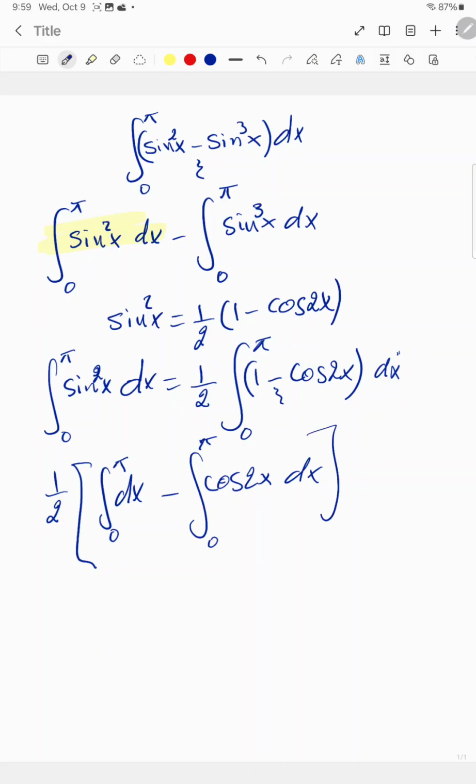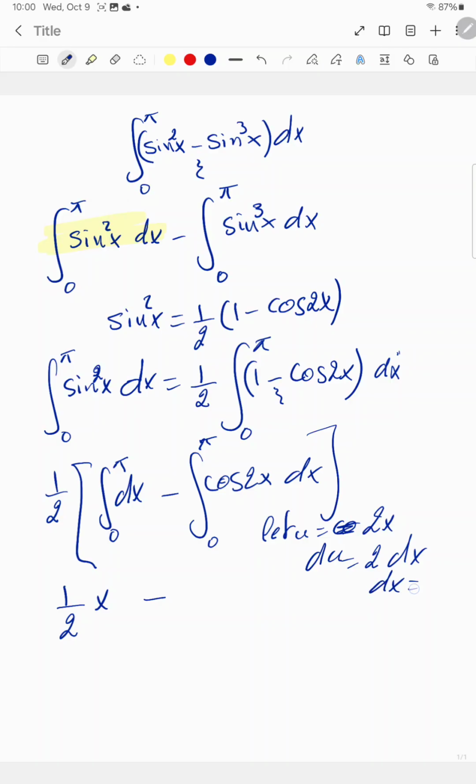And the integral of dx is x, so it becomes 1/2 x minus, and for the second integral, it's easy to solve, but I'll do it step by step for those who need it that way. Let u equal 2x, so my du is equal to 2 dx. That means my dx is equal to du over 2. So that integral, I can write it as the integral of cosine of u du divided by 2.